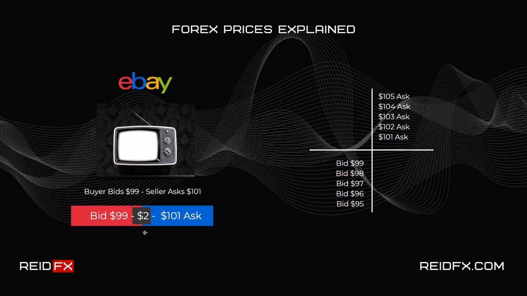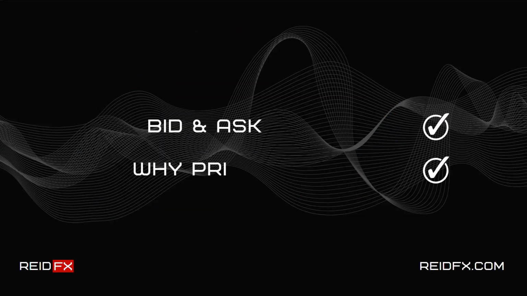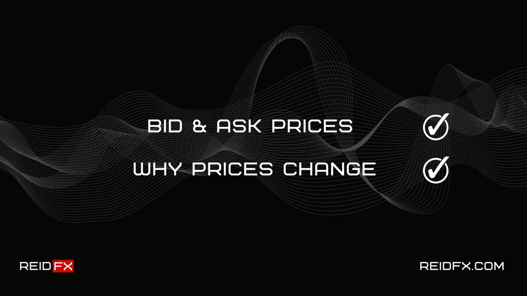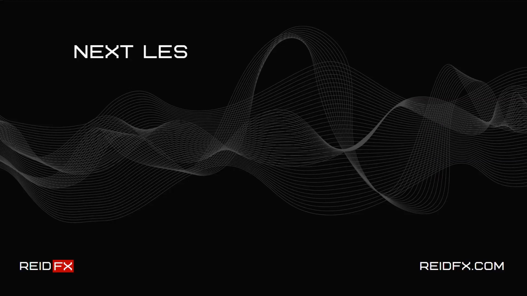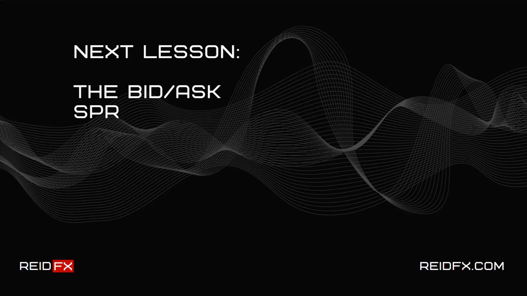And this is happening hundreds, if not thousands of times every single second. People are coming into the market, pressing buy and sell, new people are placing bids and new sellers are selling stuff, and the prices never stop moving. To recap, in this lesson we explained bid and ask prices and we explained why prices change. In the next lesson we're going to look at the bid-ask spread.